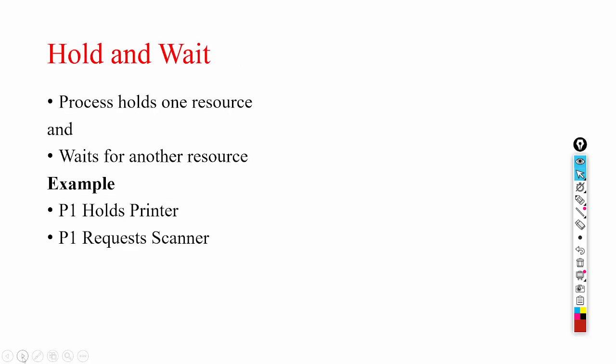What is the next condition? Hold and wait. In hold and wait, a process already holds a resource and again wants another resource. It is giving a request for another resource. Instead of releasing one resource, it is requesting another resource. While waiting, it continues holding the original resource. This behavior contributes to the deadlock.